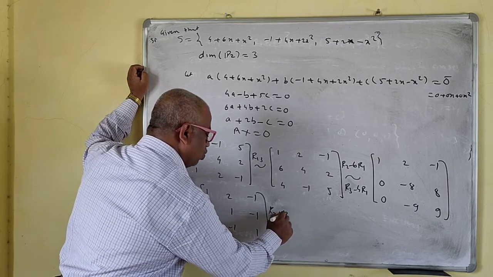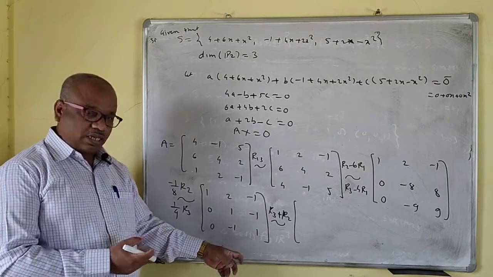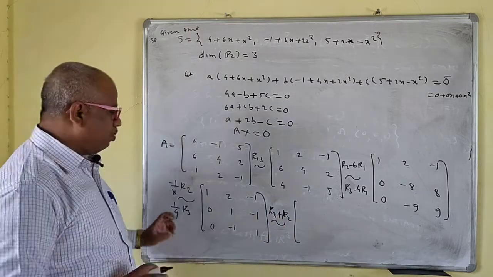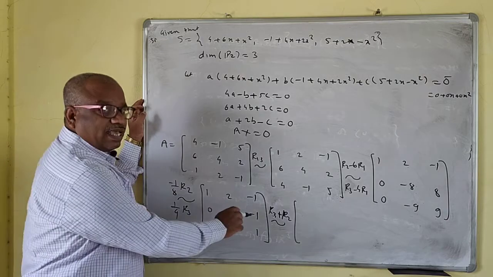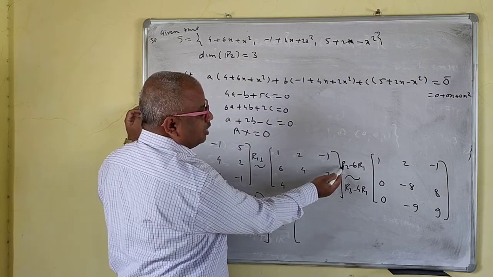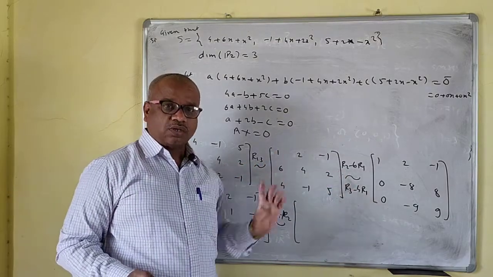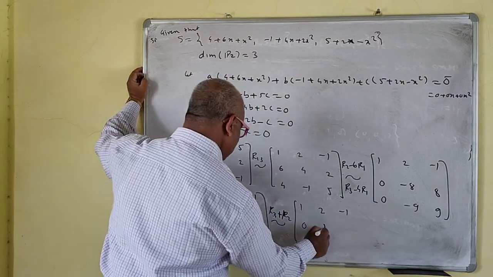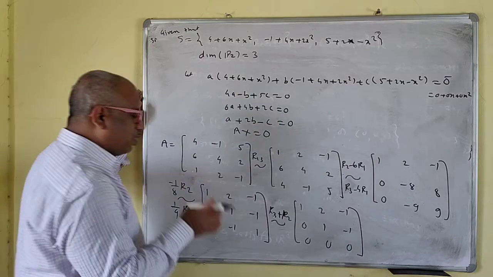So R3 plus R2. Don't write R2 plus R3, because we want to change R3, so write R3 first. Note that R3 plus R2 will not be the same as R2 plus R3. If you write R2 plus R3, that means we have to change R2. We want to change R3, so write R3 first. If you want to change R2, don't multiply any number for R2, because that is not an elementary operation. So this is 1, 2, 1, minus 1. Then you just add now. This is 0, 0, 0.